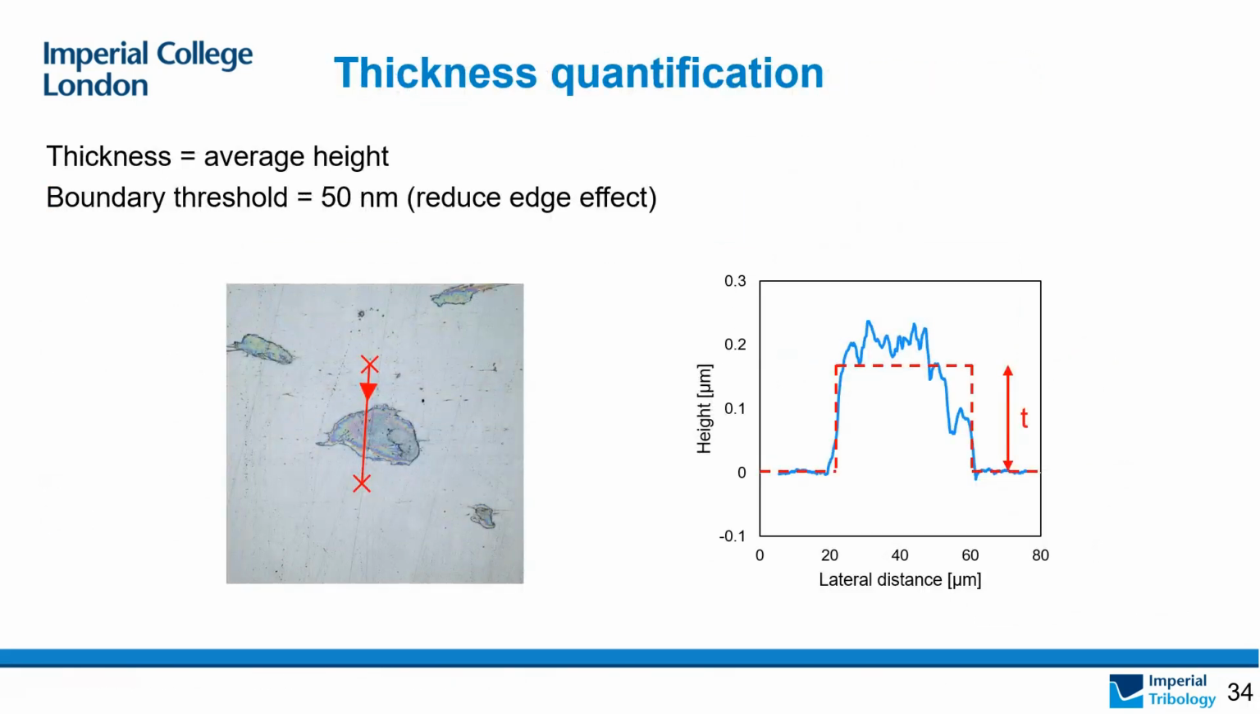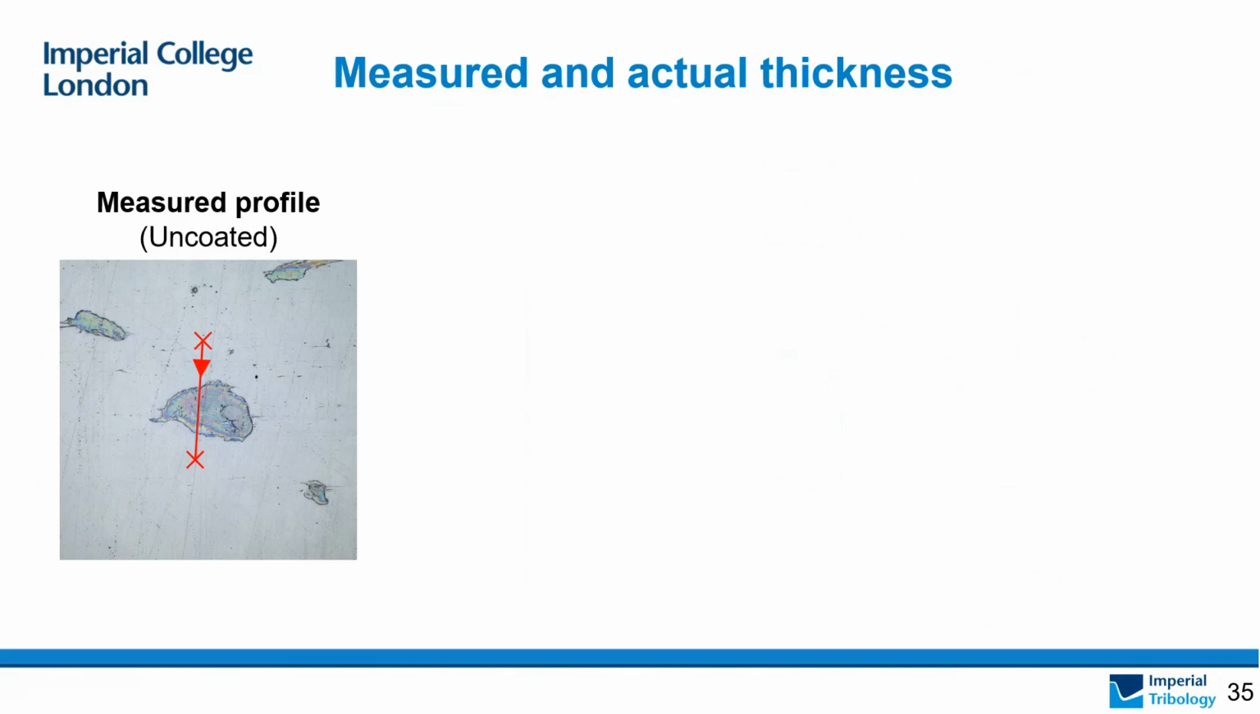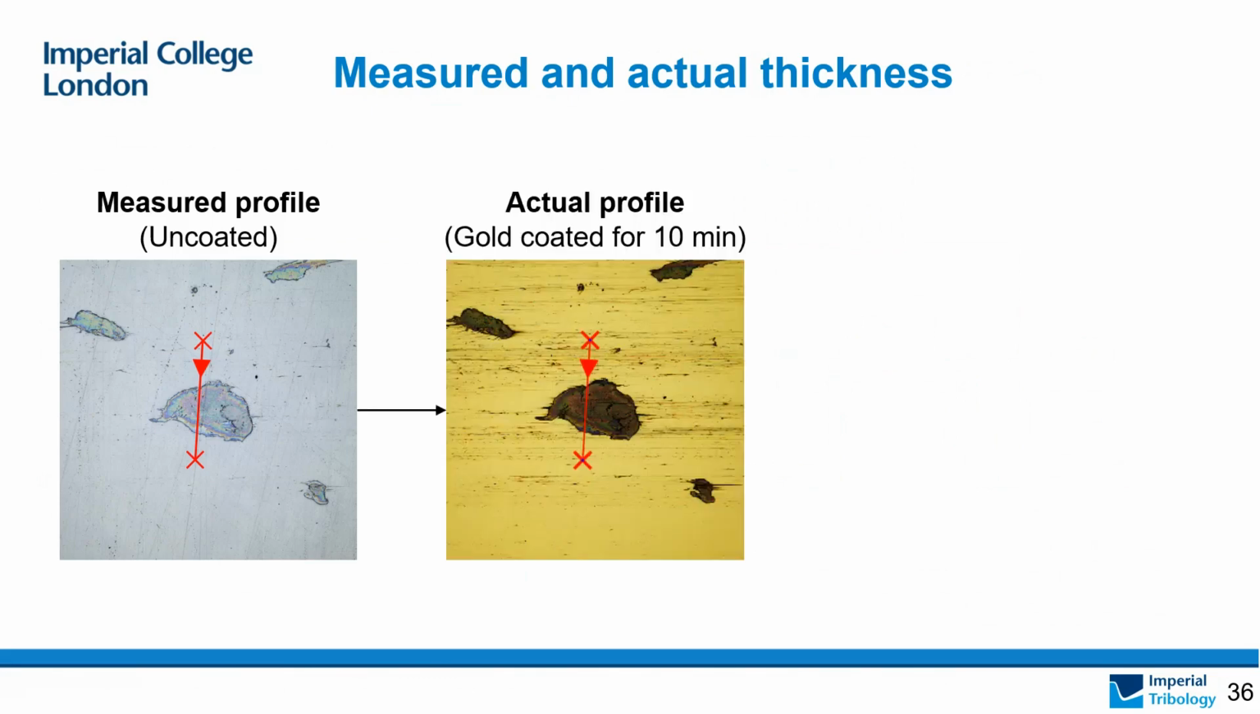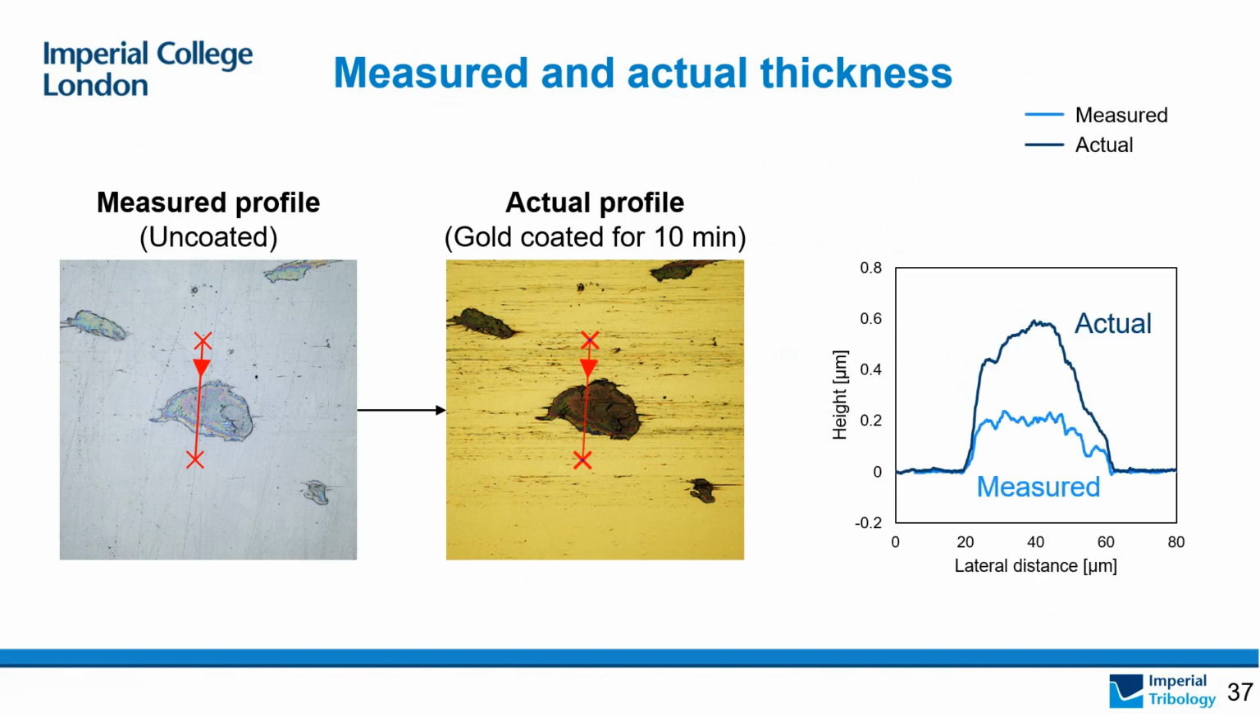We quantified film thickness by first drawing a line profile passing through the highest point of the film, and then calculate the average height of the line profile. In this presentation, a measured profile means a raw profile measured without any surface treatment. And an actual profile means a profile measured after the film is gold coated for 10 minutes. The respective line profiles are shown in the right graph here. And as we can see, thickness of the measured profile is underestimated compared to the actual profile.